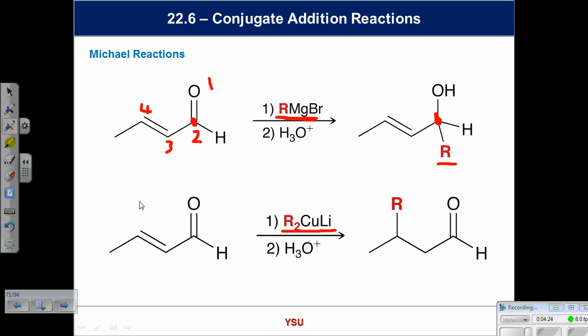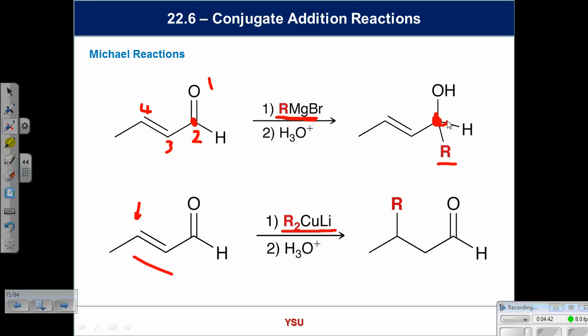So we tend not to worry about learning this one in the sense of the mechanism, but we do understand that this goes to the beta position. So there's something about the electronic characteristics of this thing and the presence of this double bond that allow the copper to guide the R group into the beta position. You would see that at a more advanced level. You might see it in a graduate level organic class, but at this stage we don't worry about it too much. But it does give you an alternative in terms of synthesis.